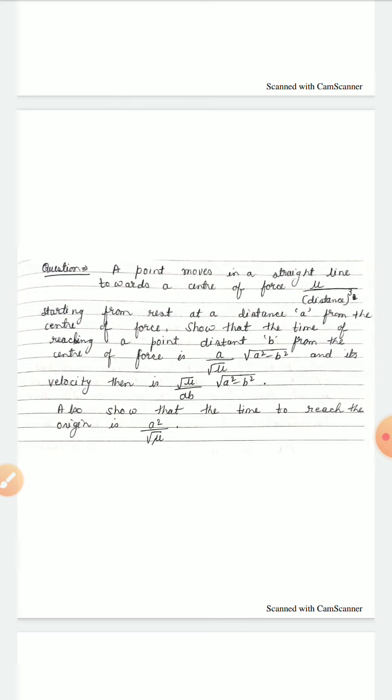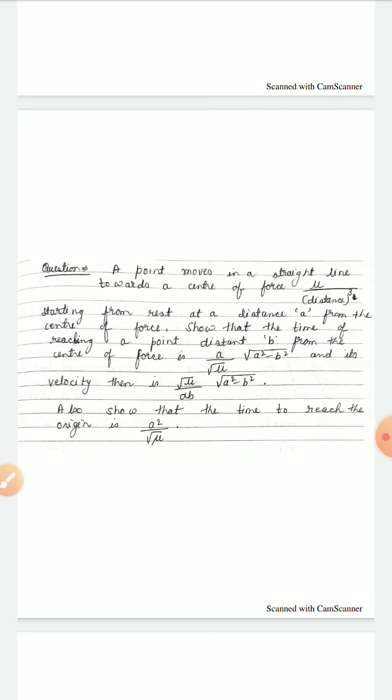a point moves in a straight line towards a center of force mu by distance cube, starting from rest at a distance a from the center of force. Show that the time of reaching a point distant b from the center of force is a by under root mu into under root a square minus b square, and its velocity then is under root mu by ab into under root a square minus b square. Also show that the time to reach the origin is a square by under root mu.